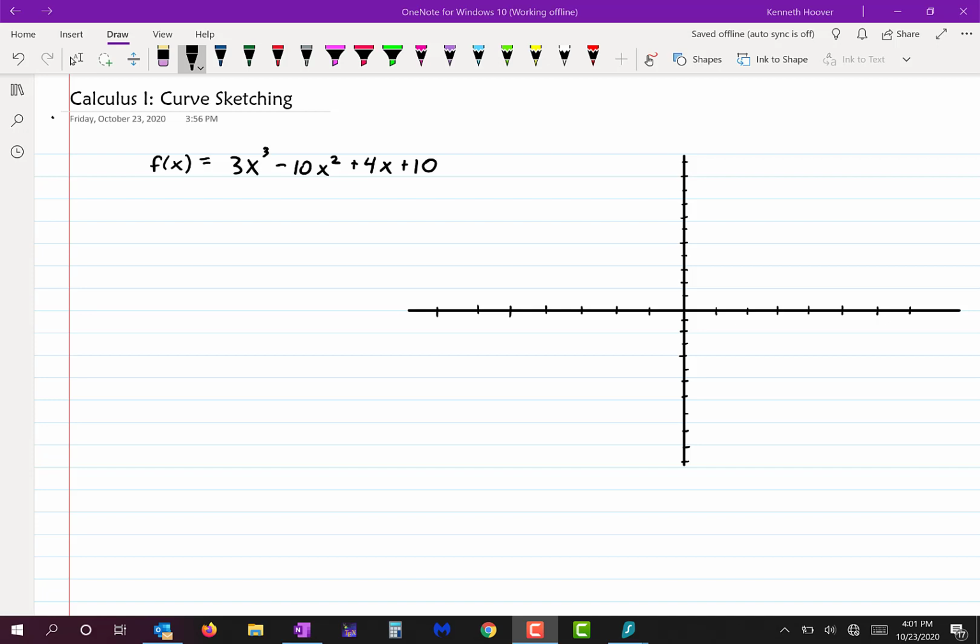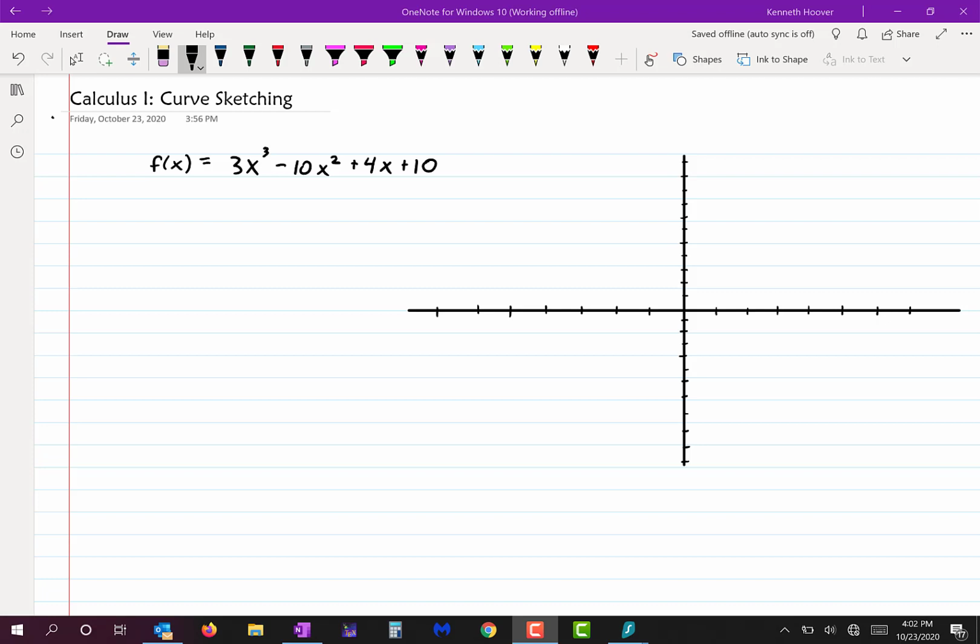Okay, in this section, which is the end of chapter 3, we are going to put together everything we've learned so far. Okay? And so our first example, we're going to try to do 3 today. We are going to sketch a graph of 3x cubed minus 10x squared plus 4x plus 10.